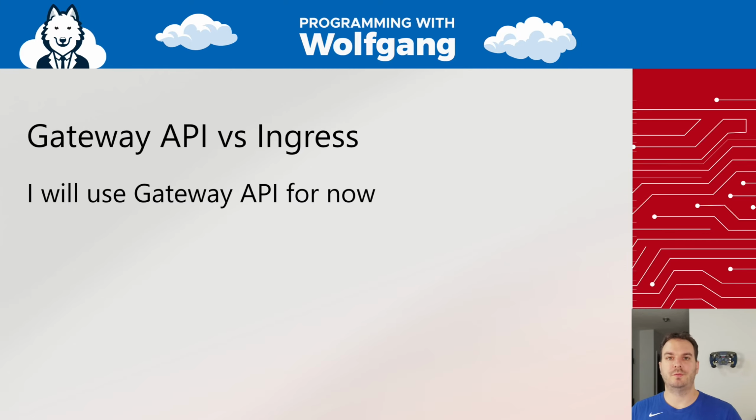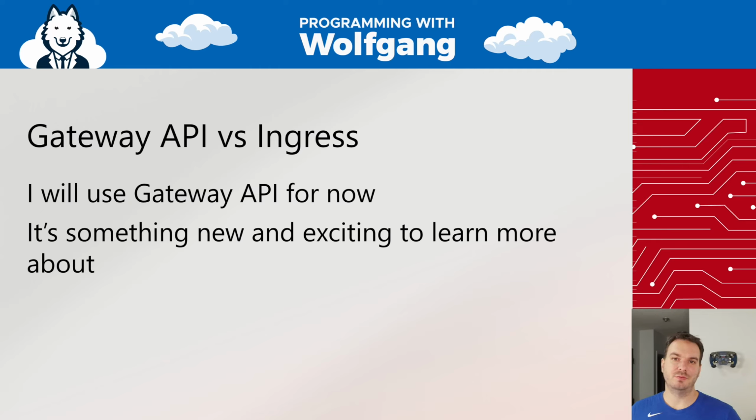So my demos before all used an Ingress, so I'm going to move this over to the Gateway API. But the main reason why I do this, it's the new shiny thing. And as a developer, I love shiny things. And so it's exciting to play with something new. There's no functional reason why I switch over to the Gateway API.